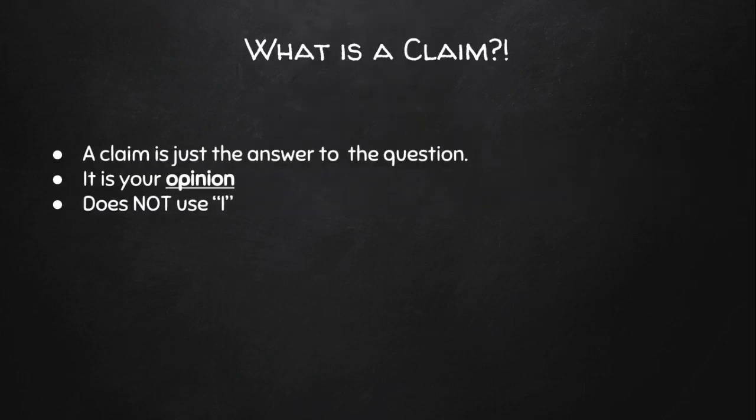So let's first start with, what is a claim? You've heard claim before when we were talking about C-sets. So a claim is just the answer to the question. It's your opinion. However, even though it's your opinion, we do not want you to use I. No, I think, I believe, none of that. You should not be using I in your argumentative essay unless it is in a quoted piece of text. Okay? So you're not using I, you're not stating what you think, you're just putting it as a statement.